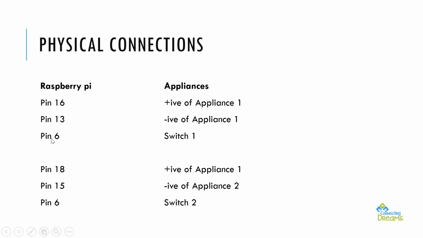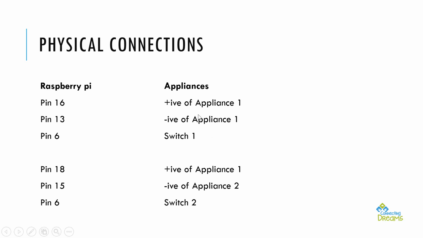The 6th pin, which is a ground pin in Raspberry Pi, is connected to switch 1. So this is the case for appliance 1. Similarly, the 18th number pin of Raspberry Pi is connected to the positive terminal of the appliance, whereas the 15th number pin is connected to the negative terminal of the appliance, and pin number 6 is also connected to switch 2.